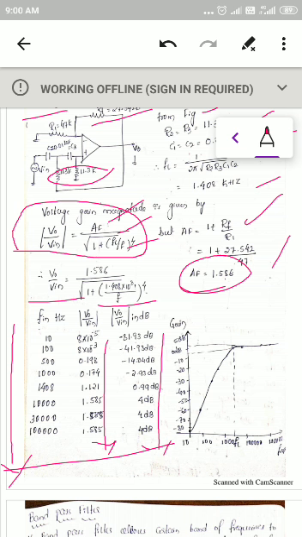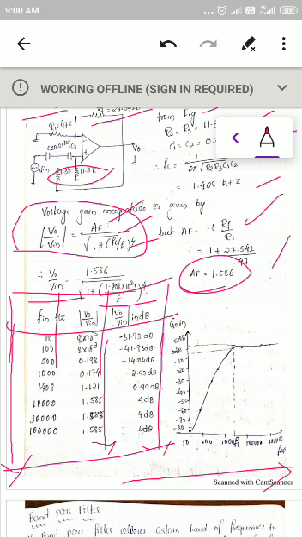After calculating all these values, you have to plot the curve. For the frequency response, take frequency along the x-axis and gain along the y-axis. For different frequencies I have given the gain values here. For 10 Hz it is minus 81 dB, for 100 Hz it is minus 41 dB, and for 10,000 Hz it is minus 4 dB. You just have to plot according to your readings.